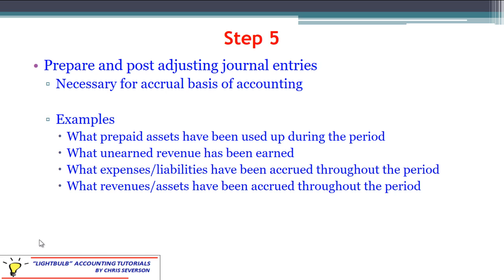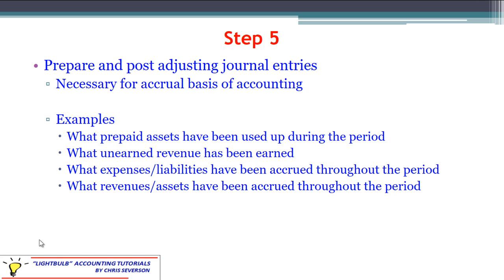Step 5. This is required for the accrual basis of accounting, which we would be using if we were talking about a publicly traded company that has to follow GAAP. So these are adjusting journal entries. Now we're merging the preparation and the posting together into one step. Again, other texts may separate it out.